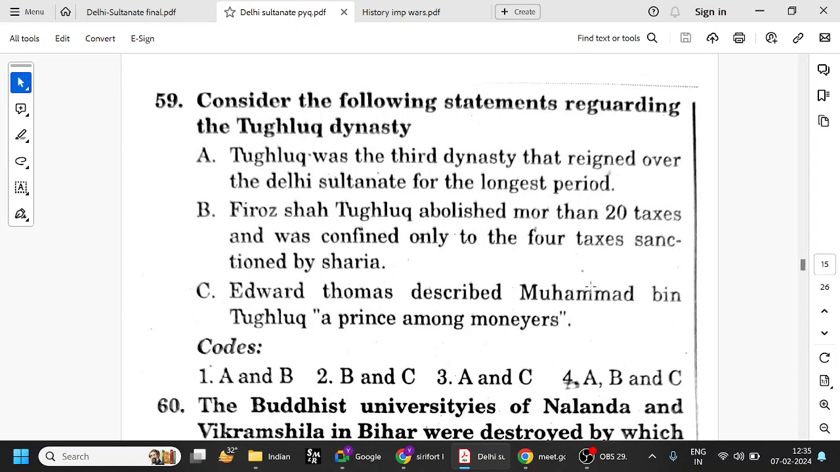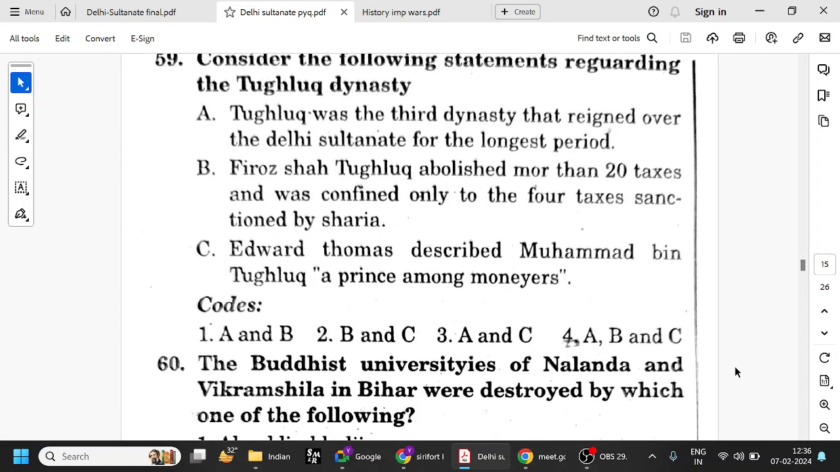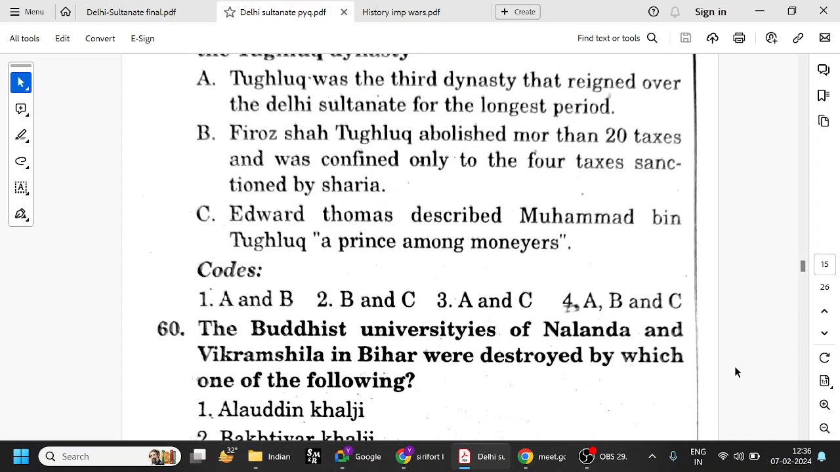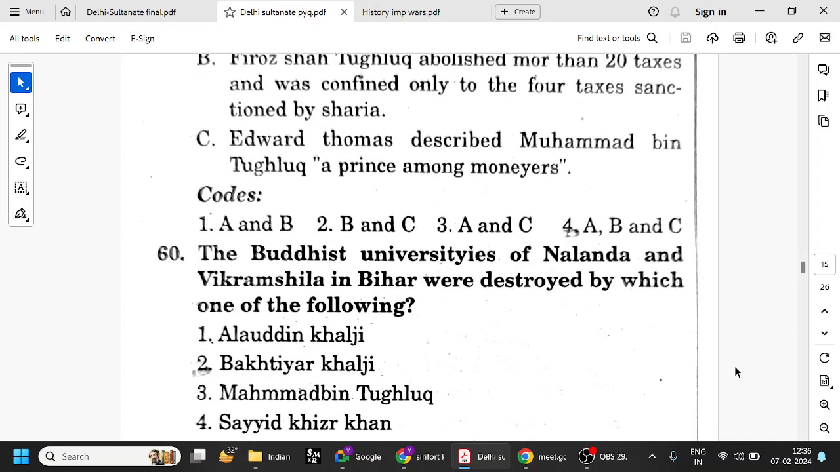Edward Thomas described Muhammad bin Tughlaq as a prince among moneyers. Basically, everyone felt that Muhammad bin Tughlaq wanted to do something good for the people, but he was very ambitious and could not do it. He failed in most of his reforms.